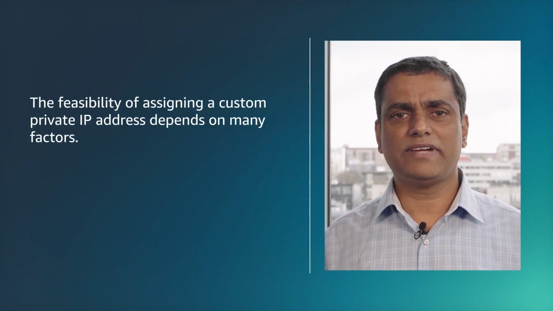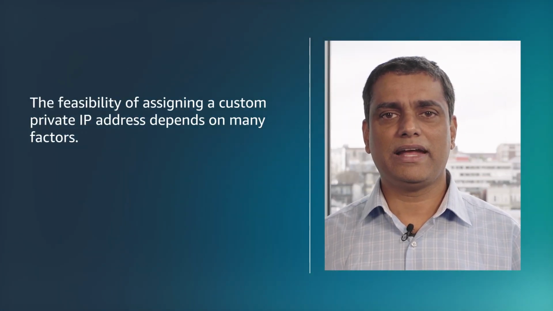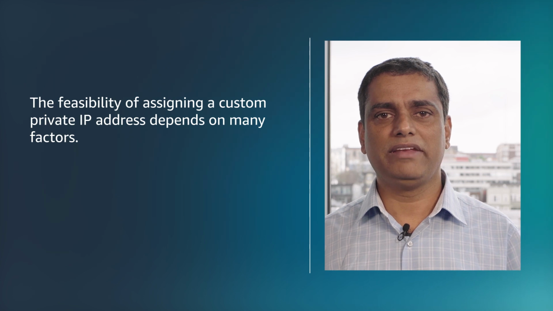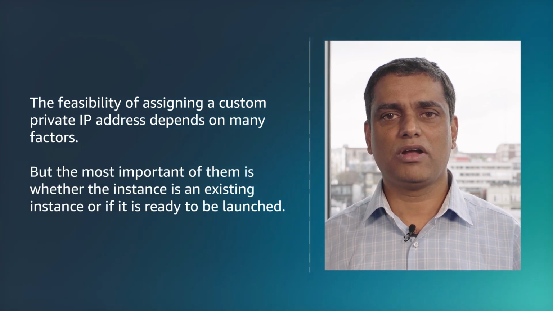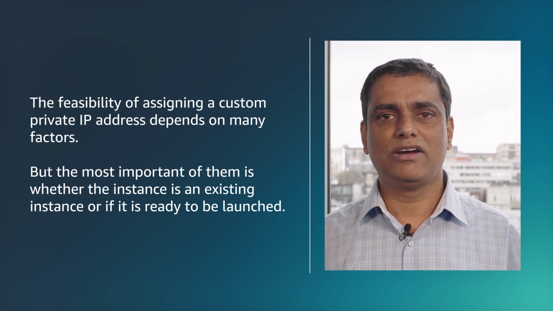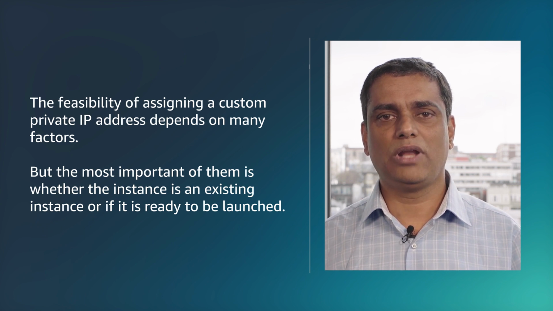Today, I am going to show you how to assign a custom primary private IP address to an Amazon Elastic Compute Cloud instance. Let's get started. The feasibility of assigning a custom private IP address depends on many factors, but the most important of them is whether the instance is an existing instance or if it is ready to be launched.